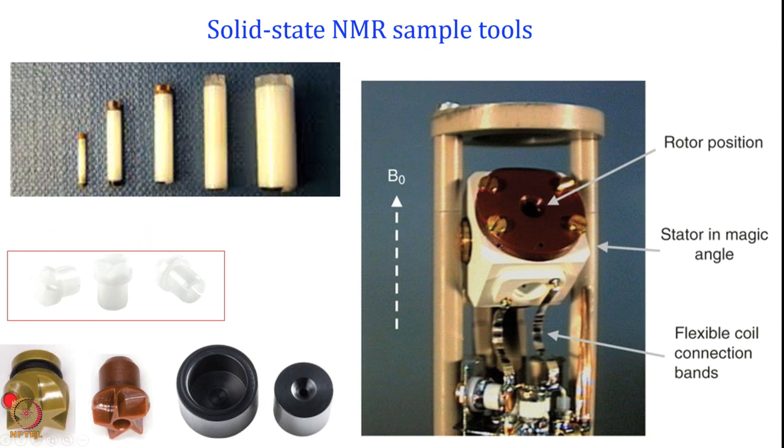These are the caps that are used for packing the samples. They are of different shapes and sizes, and there are two prominent ones, one made of Kel-F and one called Vespel. These are two different caps that are used for packing the samples and spinning. The rotor has to be packed really, really carefully. It should be balanced, it should not be leaking, and the cap should fit tightly, otherwise it can break.